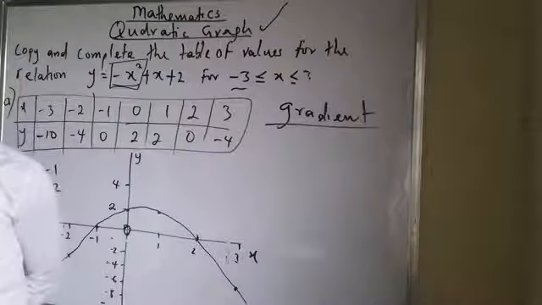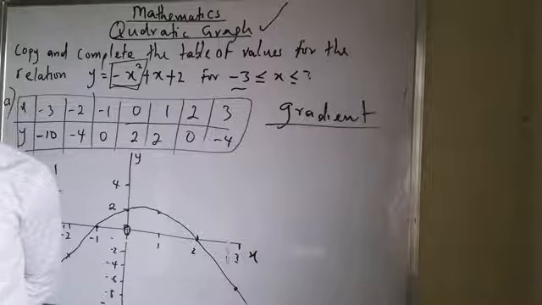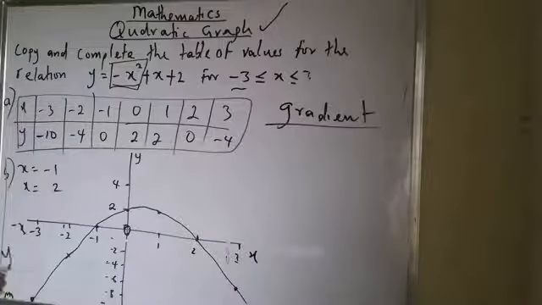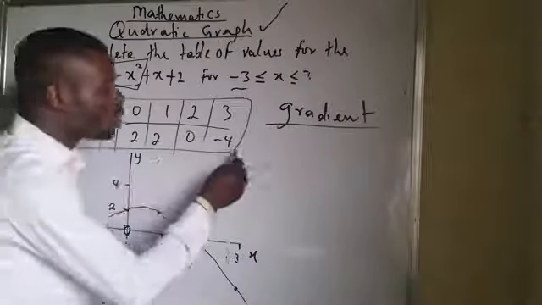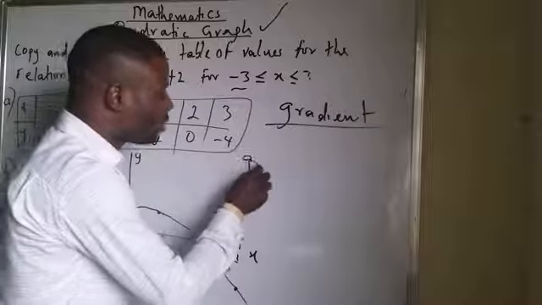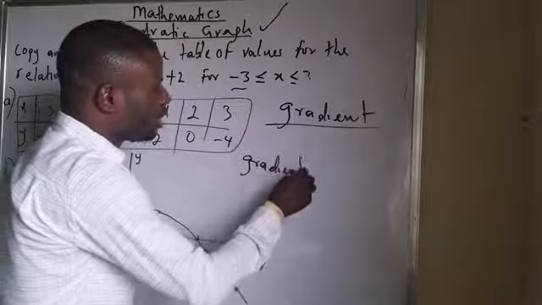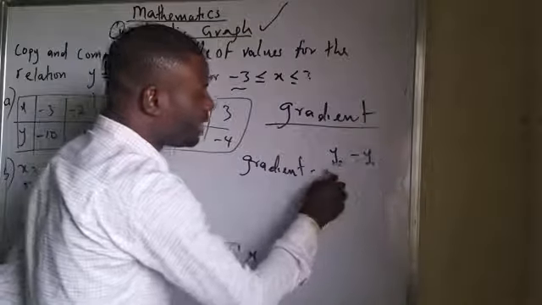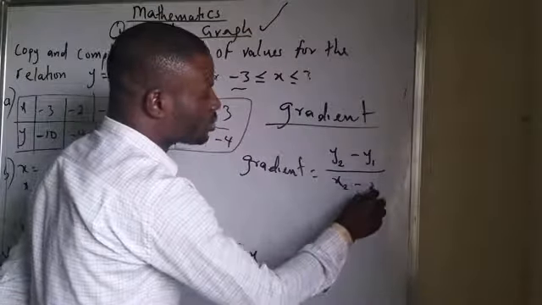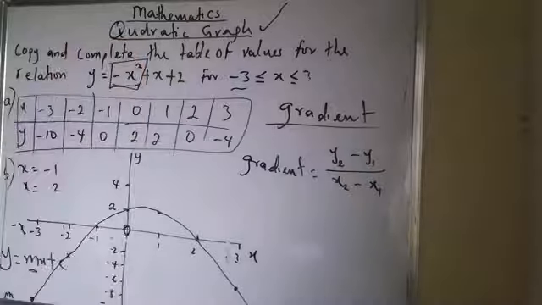Now, my gradient, I can use m. In advanced mathematics, we use m. And why is it m? y equals mx plus c. This is the m we're talking about. Now, my gradient is always equal to, you can call it slope, my gradient equals y2 minus y1 divided by x2 minus x1. Very, very important.